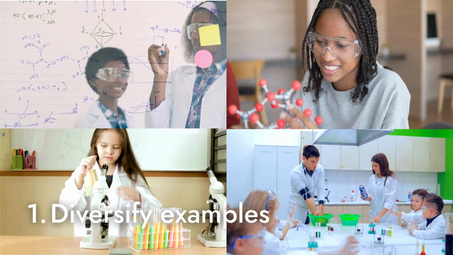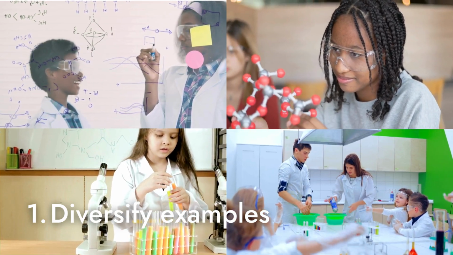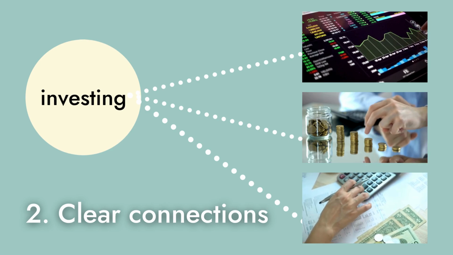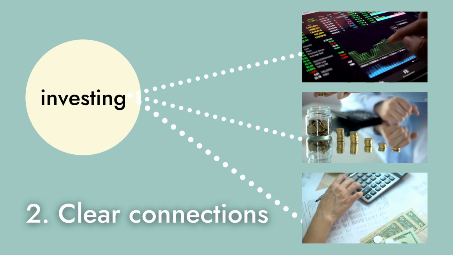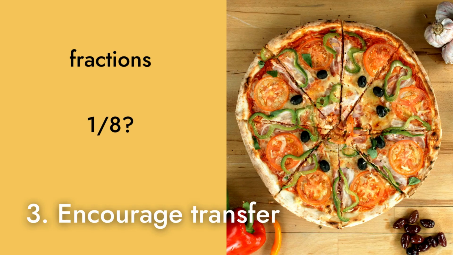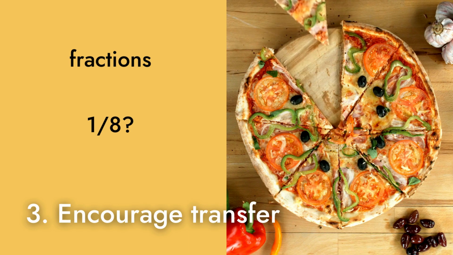First, diversify examples. Use a range of examples to cover the breadth of an abstract concept. Second, make connections clear. Don't assume the link is obvious. Explicitly tie the example back to the abstract idea. Third, encourage transfer. Challenge students to apply the concept to new, unrelated examples.